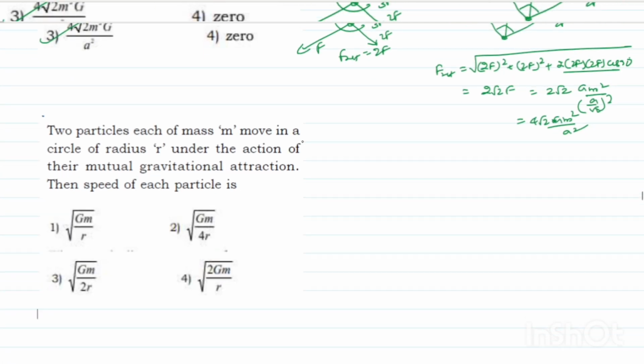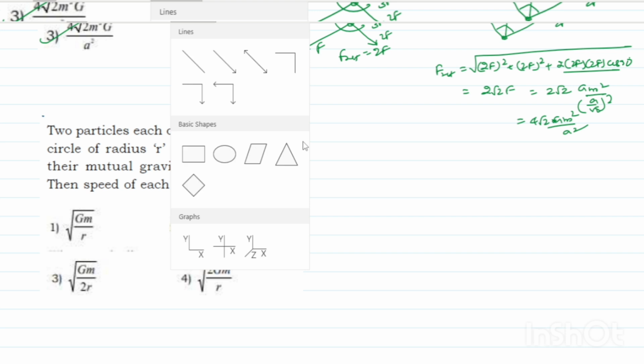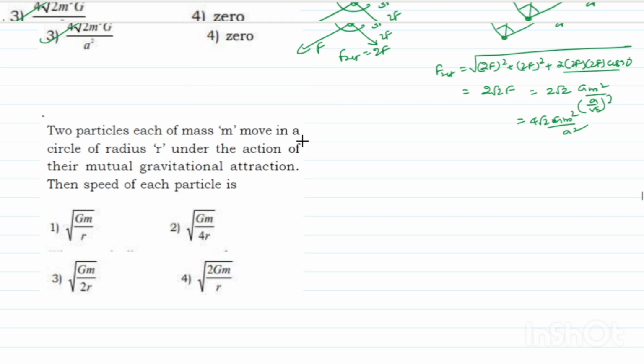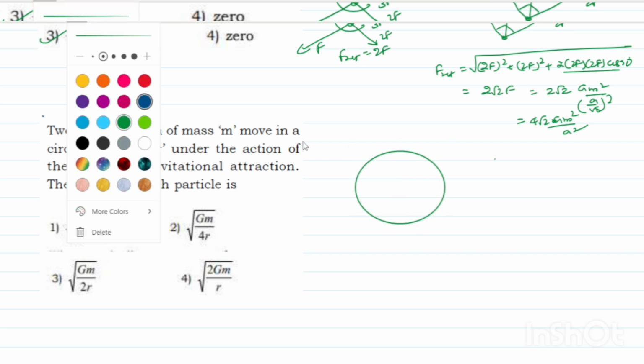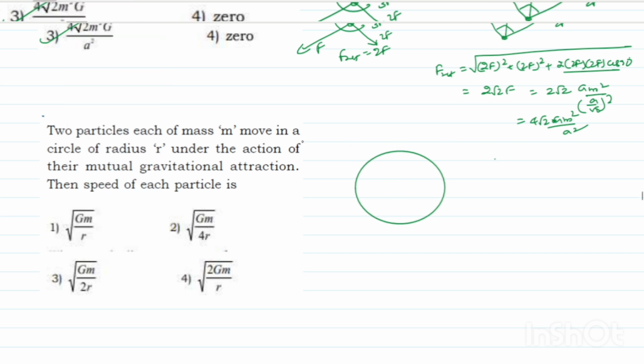Let us see the next question, students. Two particles each of mass m move in a circle of radius r under the action of their mutual gravitational attraction. The speed of each particle they are asking. So two particles are given, each of mass m, moving in a circle of radius r under the action of mutual gravitational force.